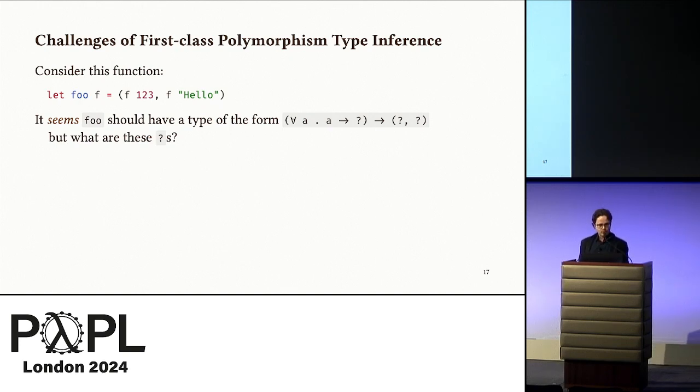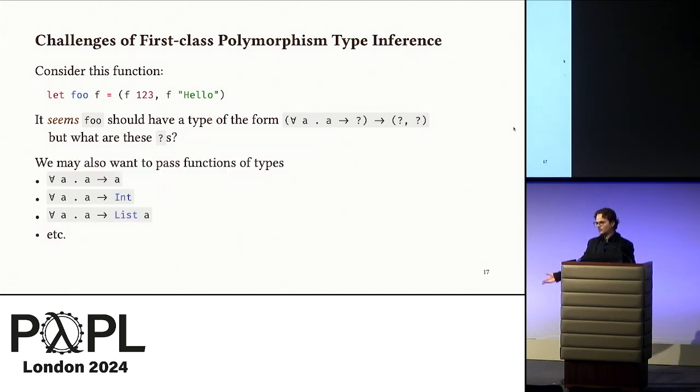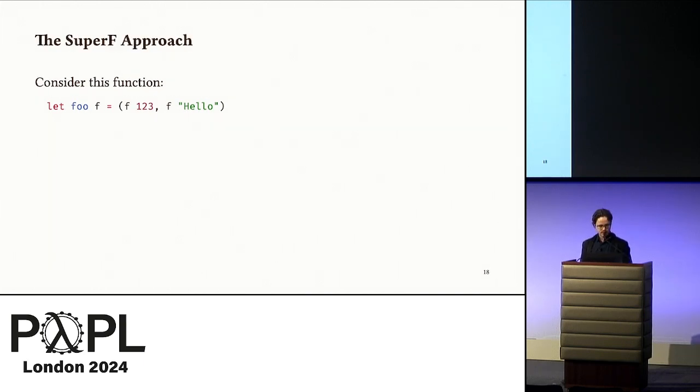So the problem is that we're looking at this type, and we see that the function is applied to two incompatible types. So intuitively, we think, okay, the function should be polymorphic, right? So it should be for all A to something else. But what is this something else? It could be many things. It could be for all A, A to A, A to int, A to list of A, etc.